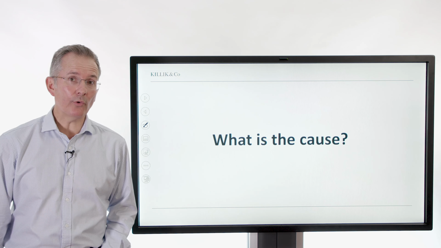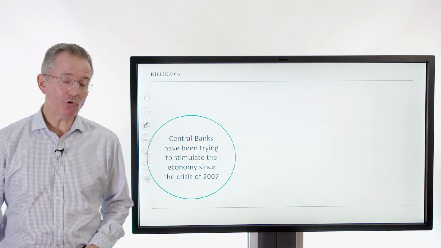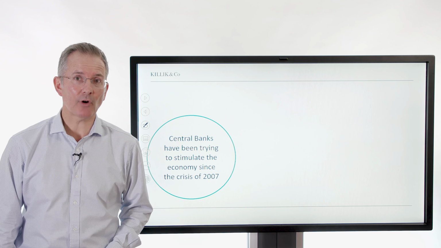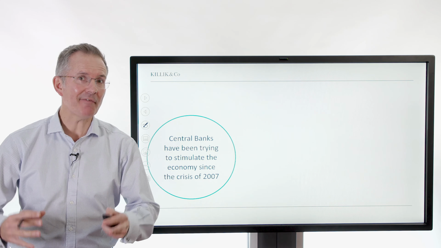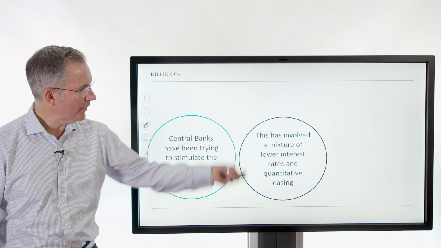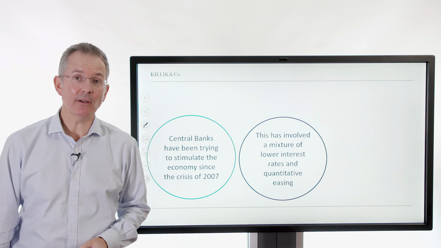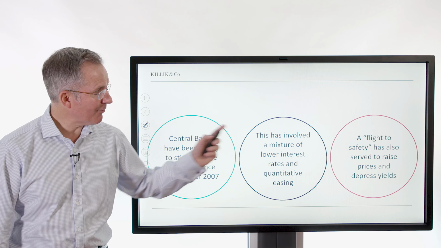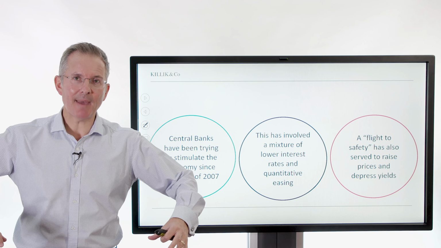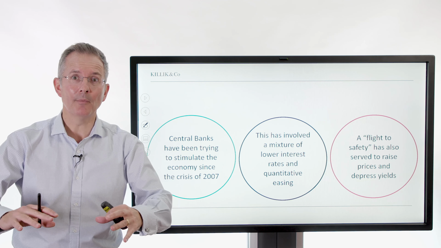Now, what's the cause? What's going on here? Basically, central banks have been trying to stimulate the economy since the financial crisis, and that has had the effect, quantitative easing and so on, of dragging down yields, because it involves a mixture of lower interest rates and money printing, as it's loosely called. And a flight to safety has basically meant lots of people have gone, well, the yields are falling on these things, but I still want them.